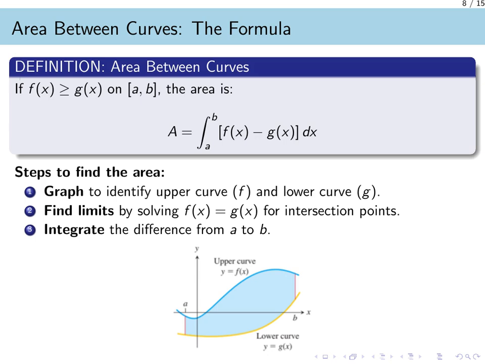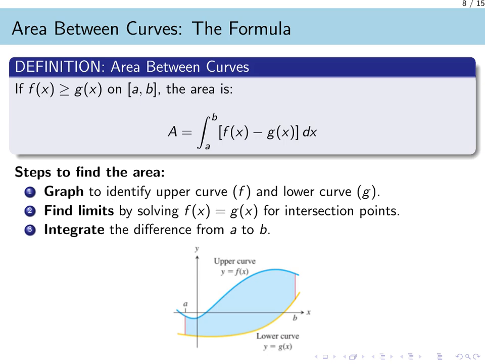This slide presents the formal definition for the area of a region between two curves, which is a direct application of the definite integral. The area, a, is the integral from a to b of the upper function, f of x, minus the lower function, g of x. The expression f of x minus g of x simply represents the height of a thin vertical rectangle at any position x. To use this formula, we follow a straightforward procedure.